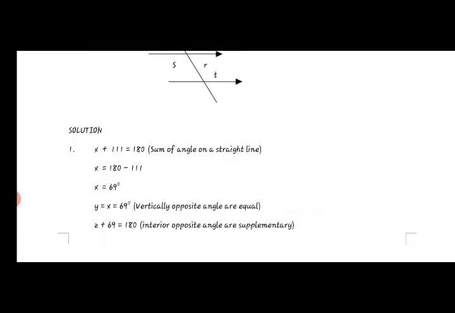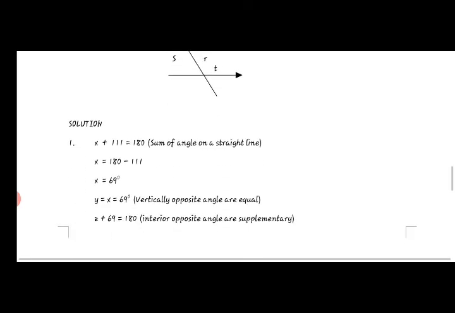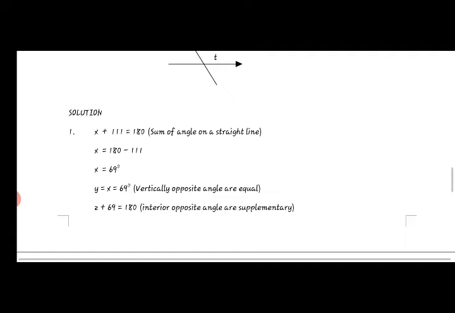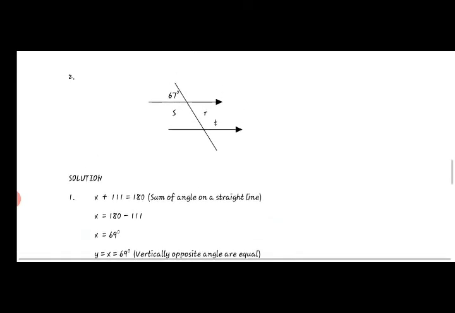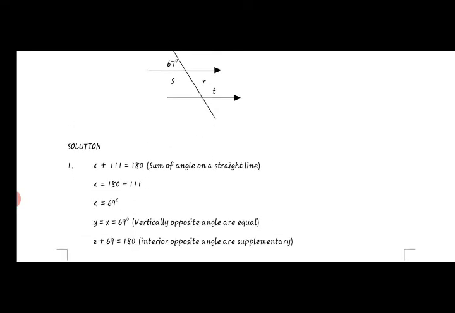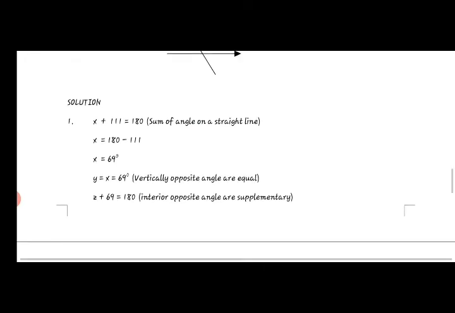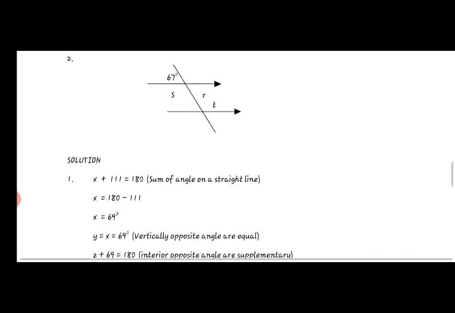Let's look at the solution. X plus 111 is equal to 180 degrees. That is the sum of angles on a straight line. So that leads to an equation: X is equal to 180 minus 111. Your X is equal to 69. If you look at it, your X is vertically opposite to Y. So your Y is equal to X, and they are both equal to 69. This implies that we've gotten our Y to be 69.